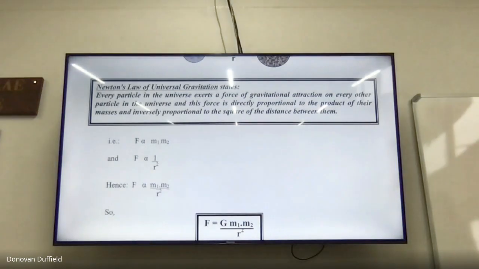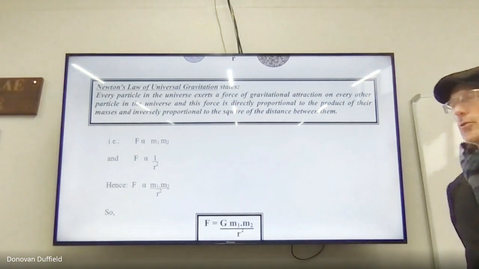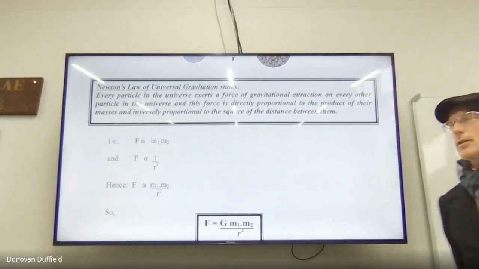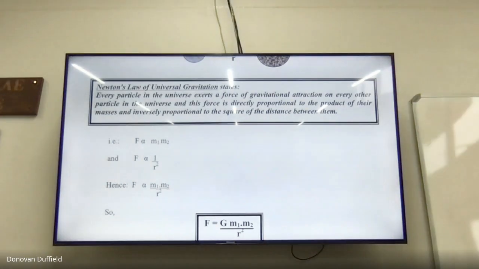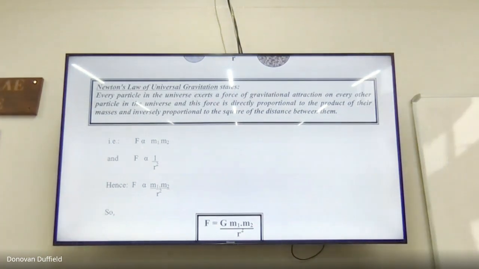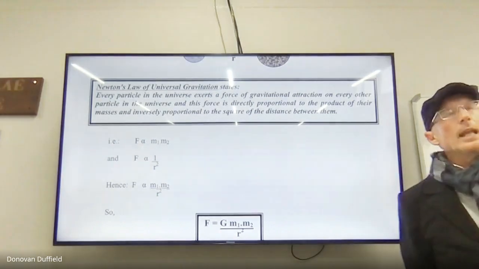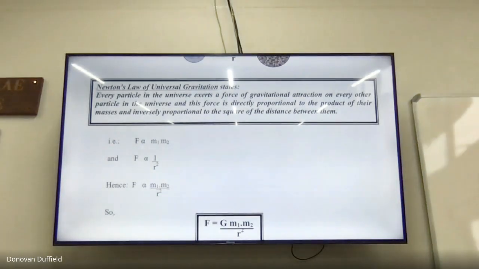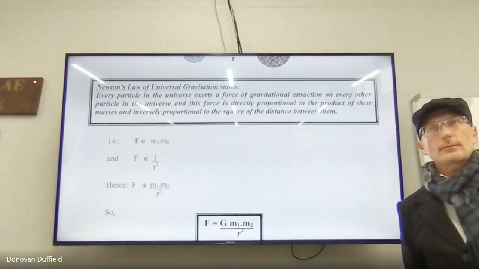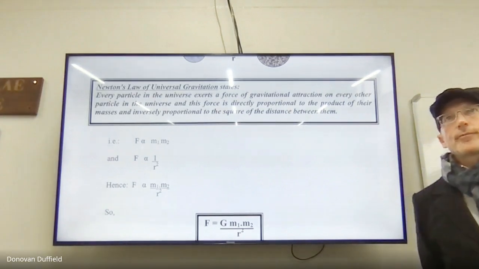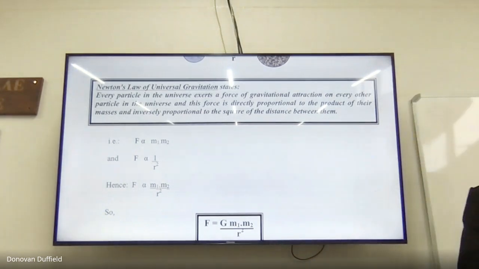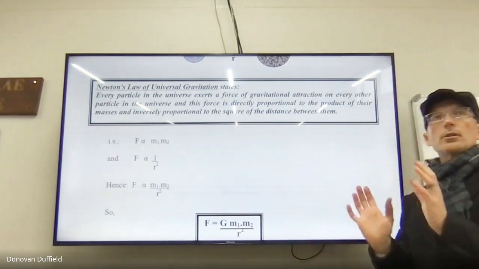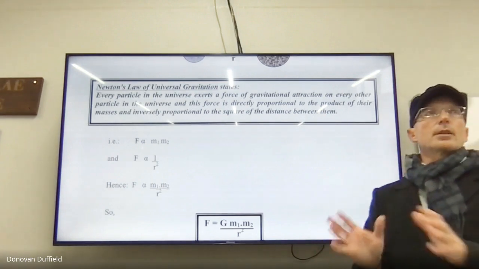Newton's law of universal gravitation states that every particle in the universe exerts a force of gravitational attraction on every other particle in the universe. And this force is directly proportional to the product of their masses and inversely proportional to the square of the distance between them. Now, ladies and gentlemen, I haven't started off by just giving you the law, because you can get the law and you can totally overlook the significance of this law.